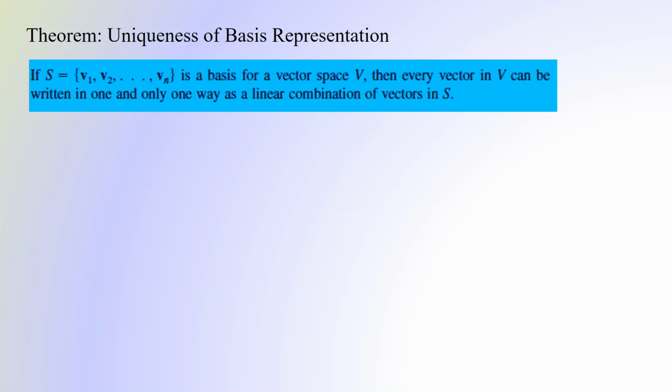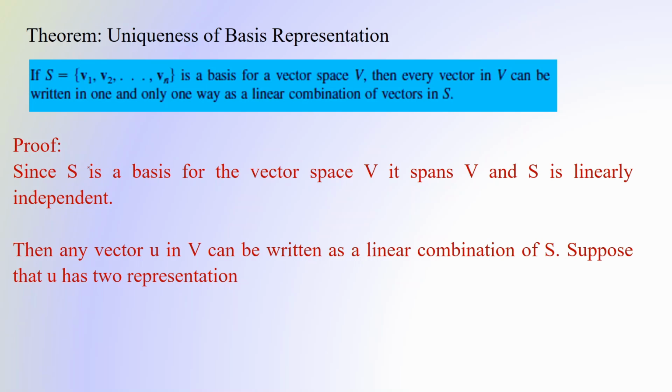Uniqueness of basis representation. So that means if S = {v1, v2, ..., vn} is a basis for a vector space V, then every vector in V can be written in one and only one way as a linear combination of vectors in S. You know that if S is a basis, then it should span V. So therefore, any vector in V can be written as a linear combination of S. So this linear combination representation is unique. There is no two possibility to write the same vector. So how to prove that?